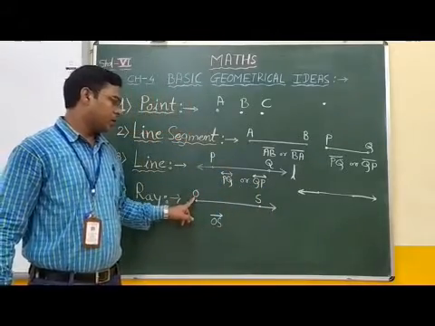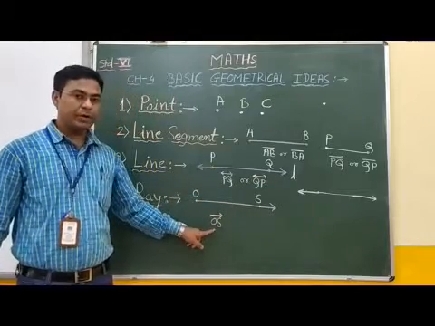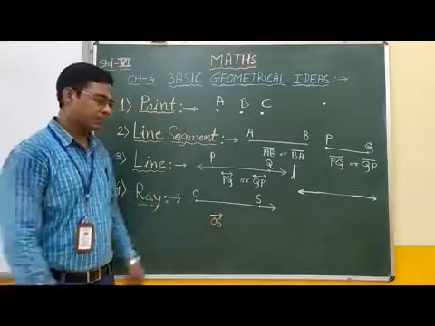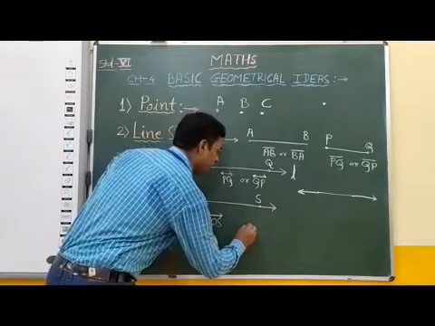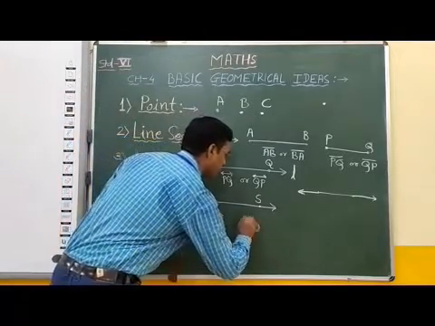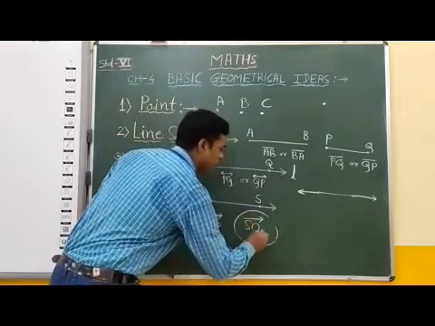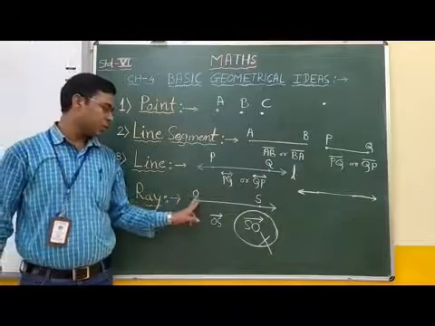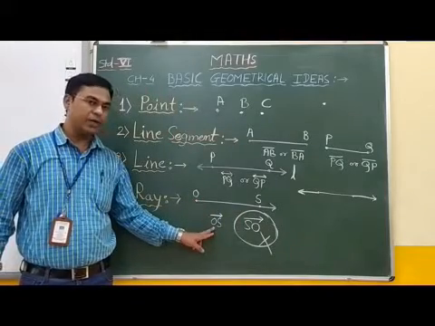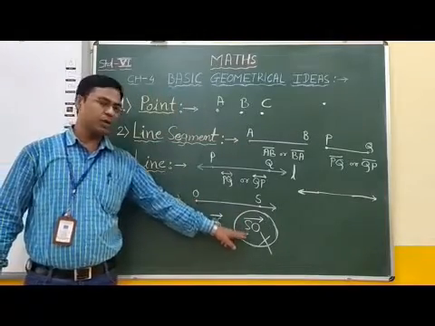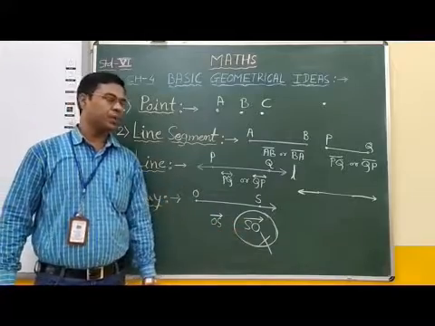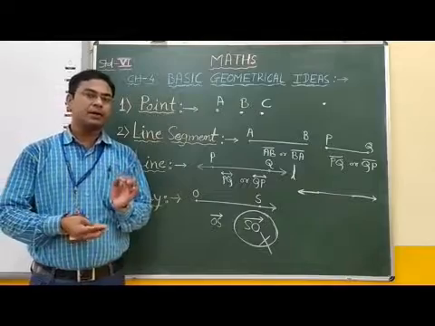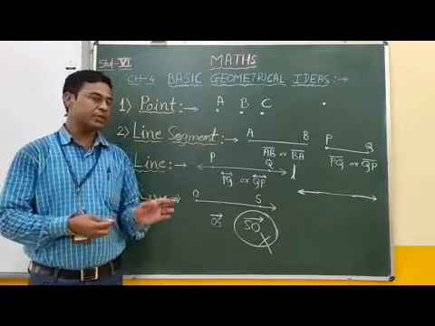Here ray OS is denoted by OS with the ray symbol. If we write SO, then it is wrong, because O is the starting point, therefore we write O first. Examples are sunlight and torchlight.